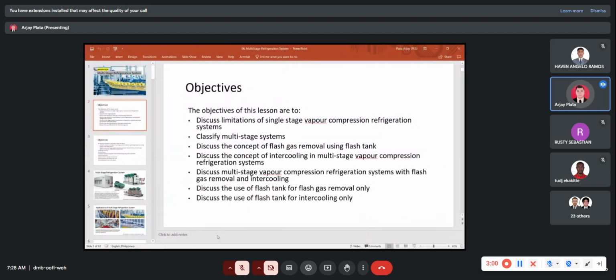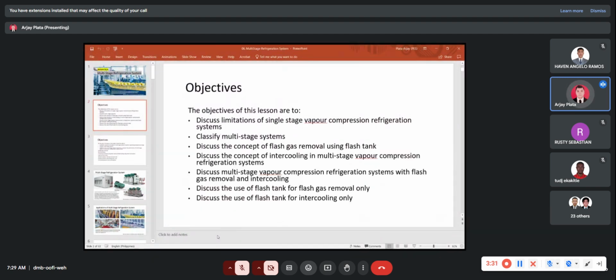For example, we desire this certain temperature. For example, in cryogenic, we want to obtain a very low, ultra low temperature. So we cannot achieve that through a single stage vapor compression. So that's why we are using multi-stage.